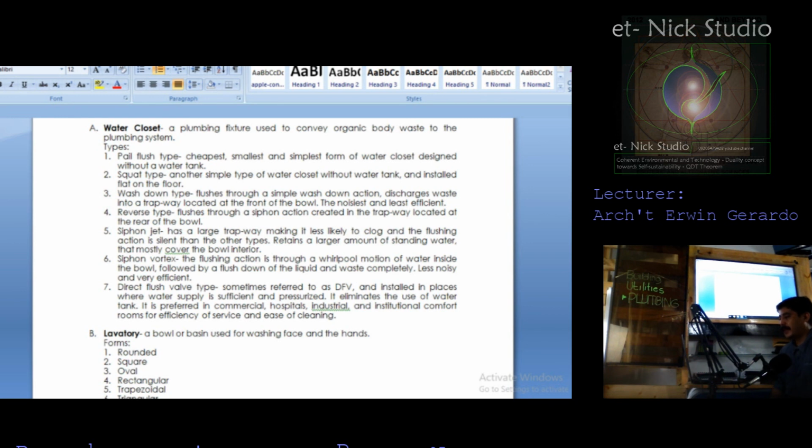Direct flush valve type, sometimes referred to as DFV, installed in places where water supply is sufficient. Acts through pressure action. It eliminates the use of water tank. It is preferred in commercial, hospital, industrial, and institutional comfort rooms for efficient service and ease of cleaning.